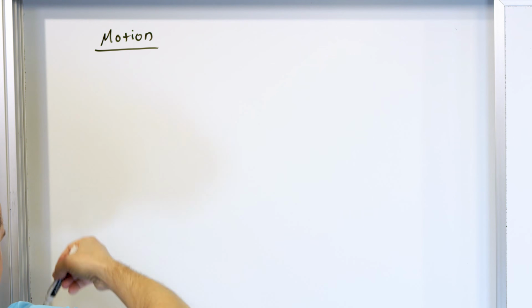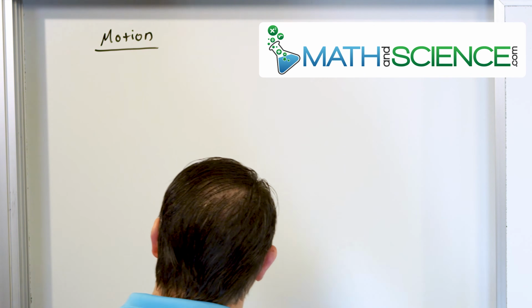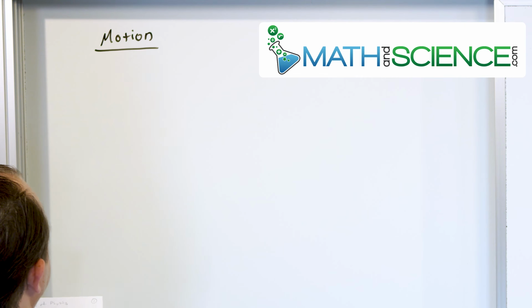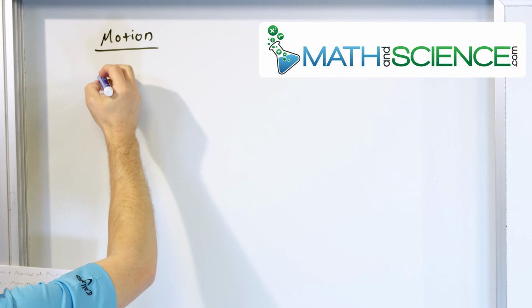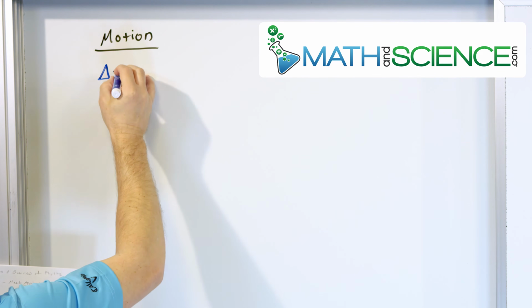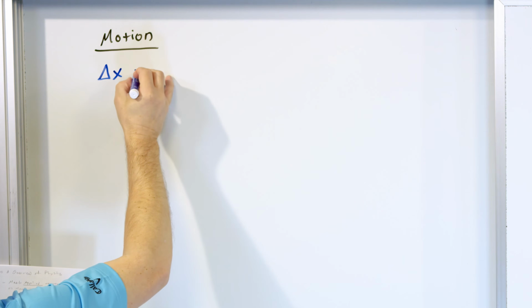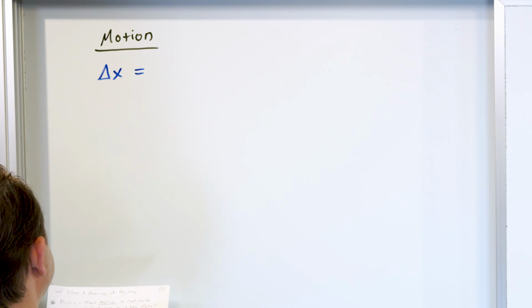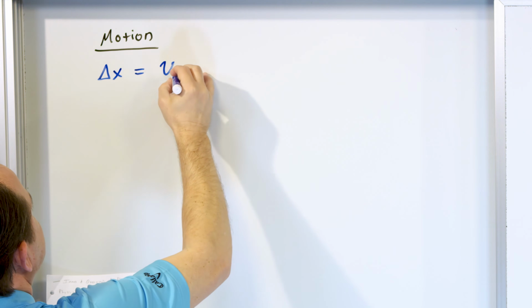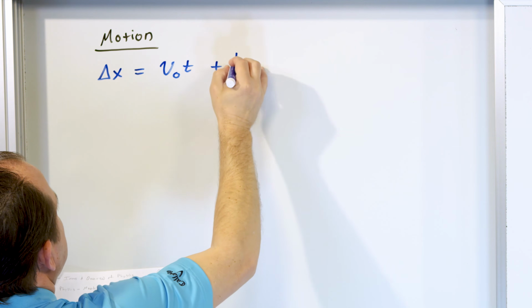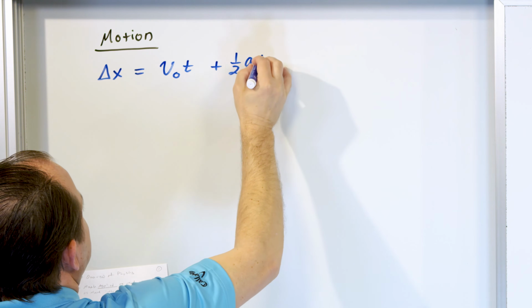The simplest equation of... I shouldn't say it's the simplest, it's not the simplest, but one of the most important equations, this is just an example, is that the delta x, the change in position of something, how far something moves, that's all this is: v naught times t plus 1/2 times a times t squared.